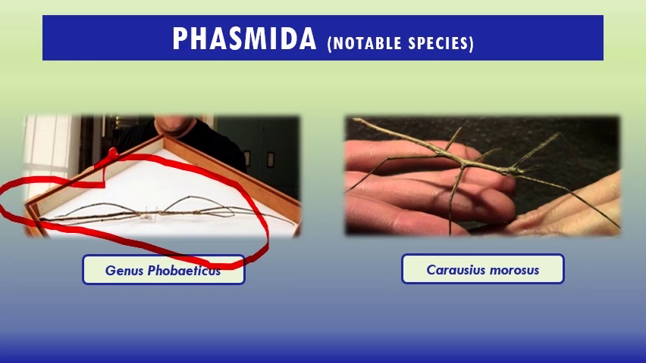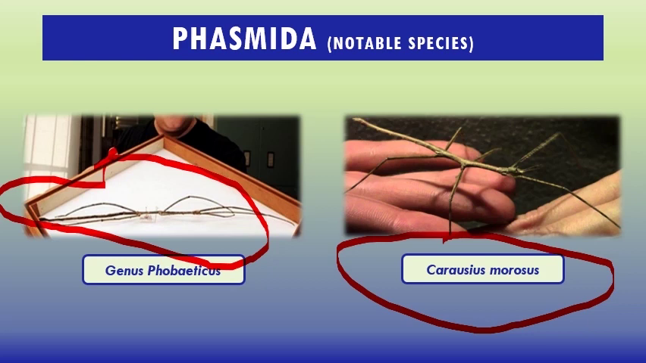Now another species, Carausius morosus, is very commonly found in Pakistan and adjacent countries. This one is very commonly found here. This insect grows to roughly 10 centimeters and reproduces parthenogenetically, and although males have been recorded, they are very rare.